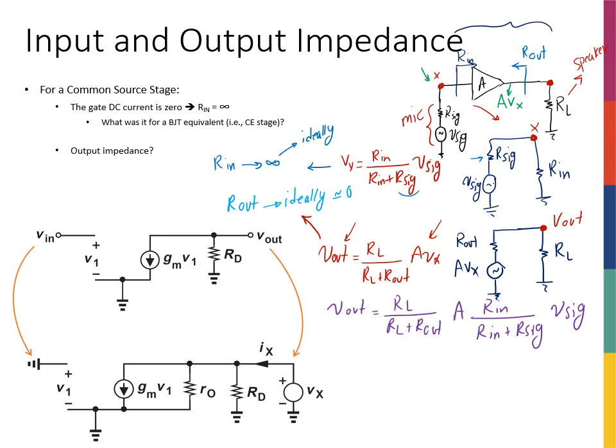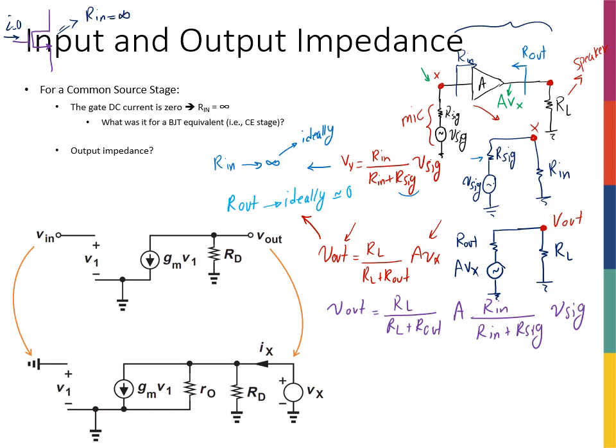So for a common source amplifier that we have seen in the previous slide, as long as I don't have anything connected to the gate, like a biasing resistor or anything like that, the current going to the gate is going to be 0 because it's connected to a capacitor, and that capacitor is kind of like an open circuit. So this current is going to be 0, therefore Rn is going to be infinity.